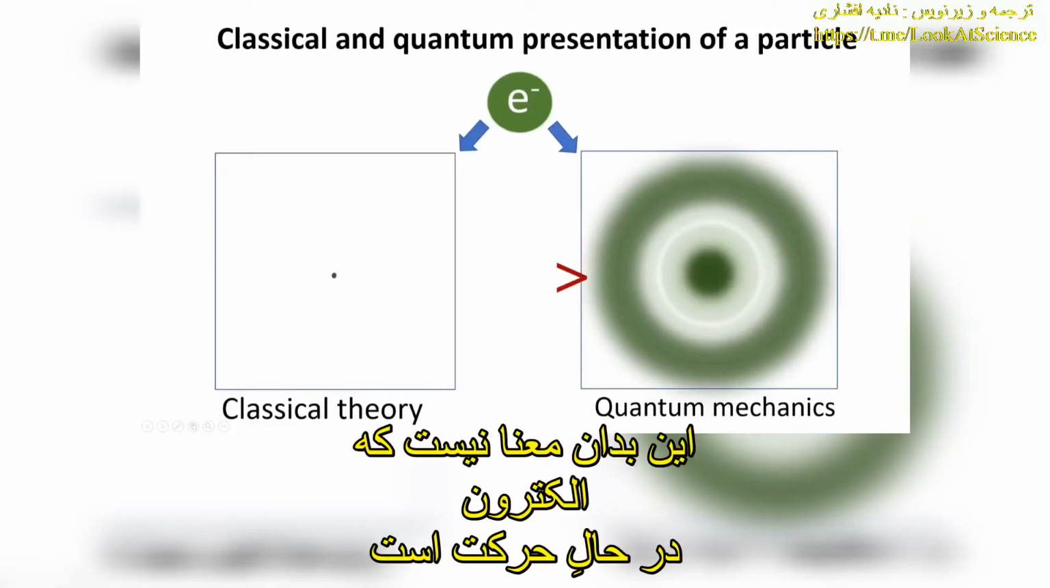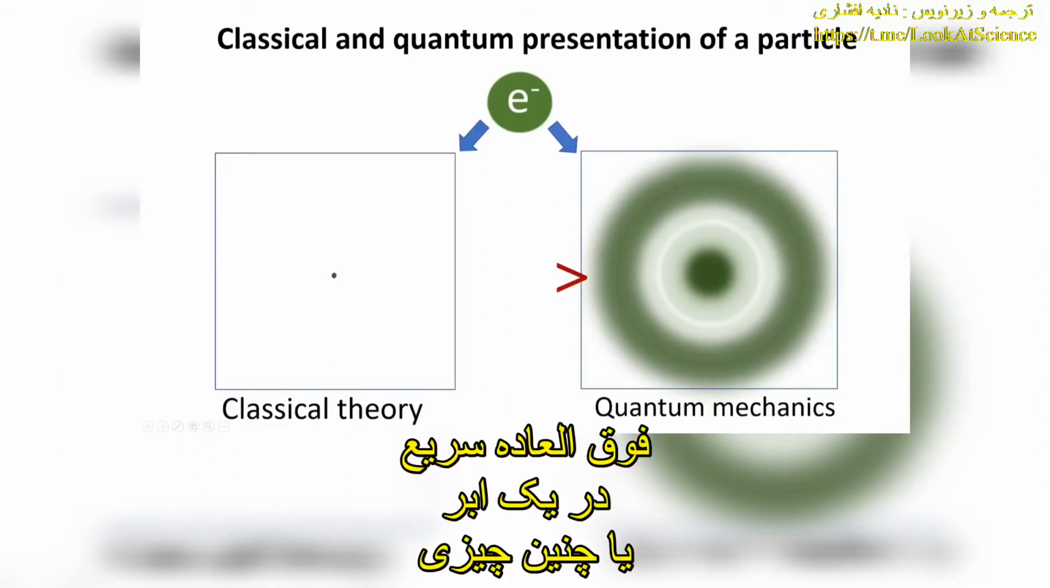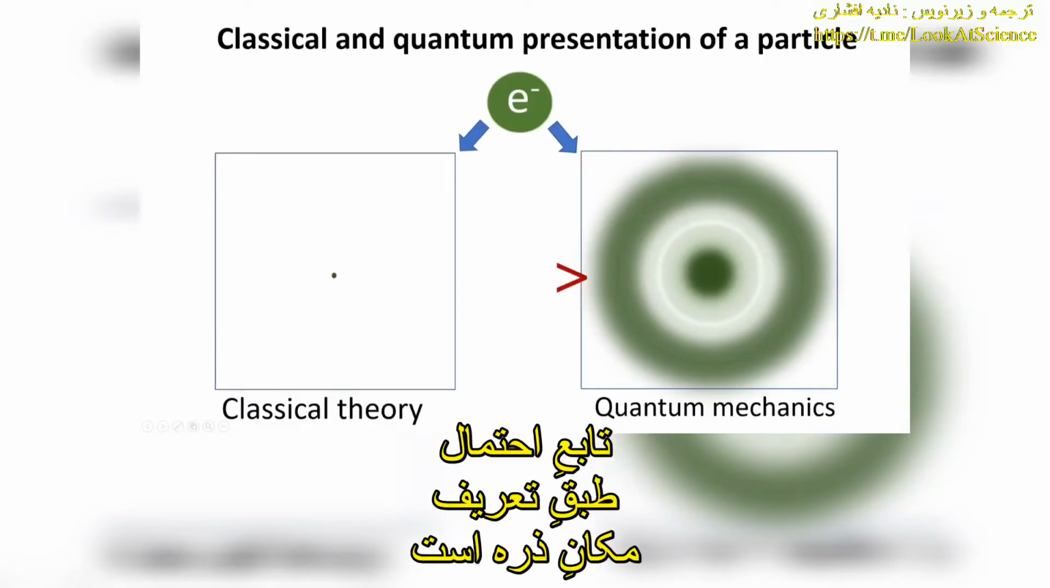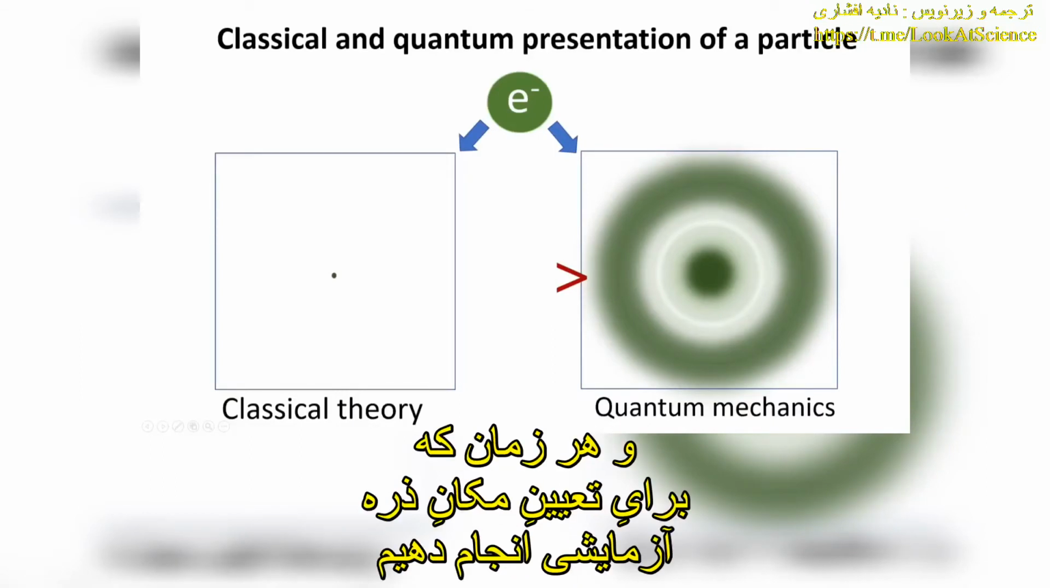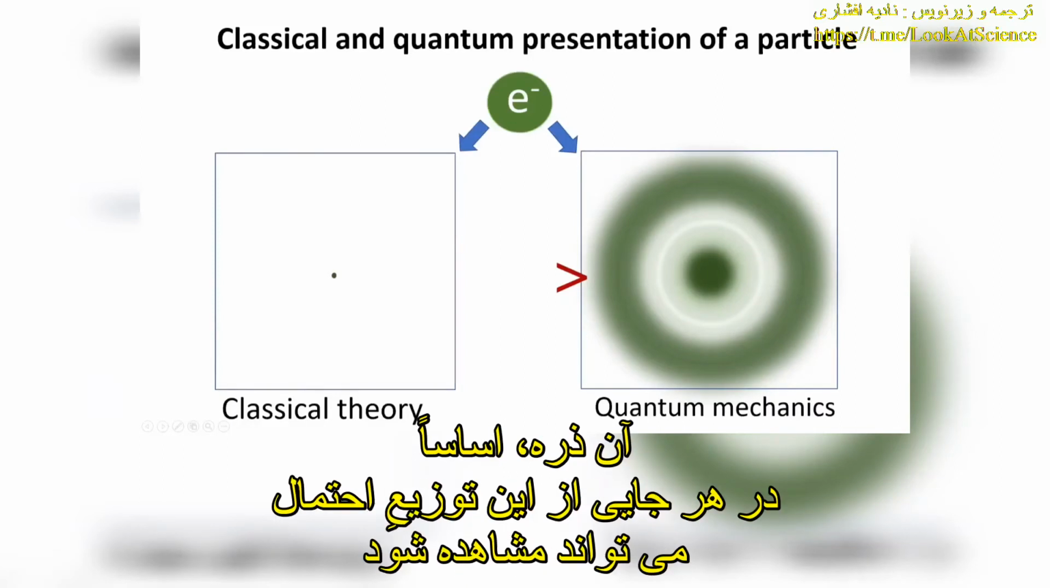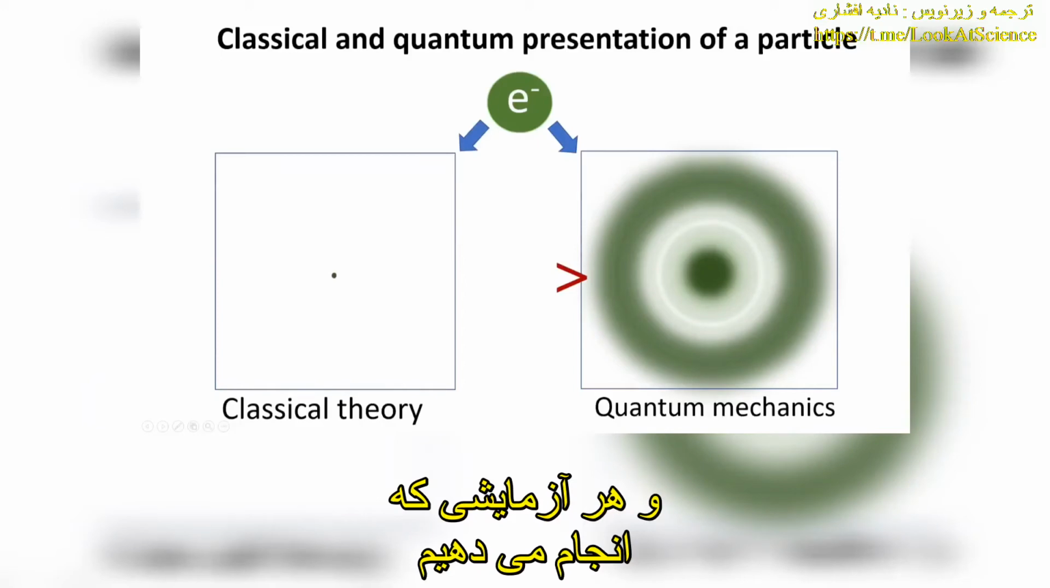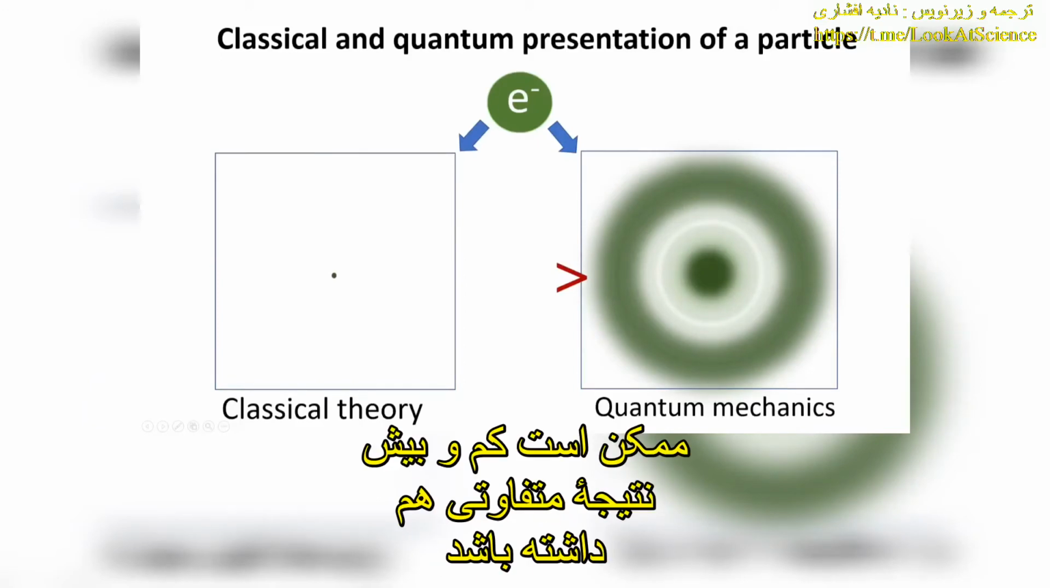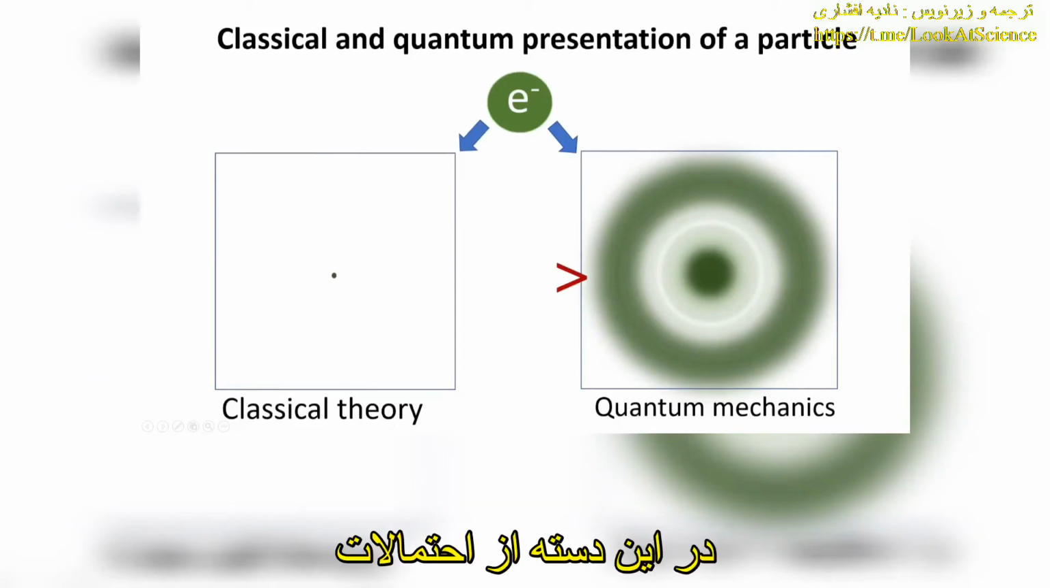And this does not mean that the electron is moving around extremely fast in a cloud or something. The probability function is, by definition, the position of the particle. And whenever we do an experiment to locate the particle, it can basically be observed anywhere within the distribution. And every experiment we do might just as well have had a different outcome within this set of probabilities.